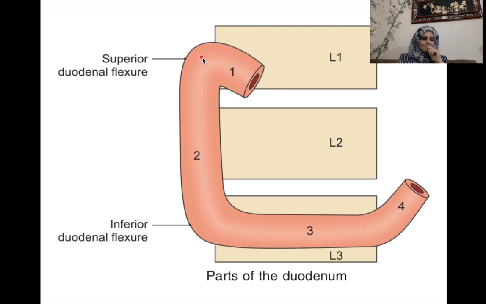ends at the superior duodenal flexure, where the second part of the duodenum begins, from the superior duodenal flexure to the inferior duodenal flexure. This is the second part of the duodenum at the level of L2 to L3. Then I have the third part of the duodenum, which is at the lower border of L3. Then the fourth part of the duodenum will return back to the level of L2. Okay, so it starts L1, L2, L3, returning back to L2. This is the vertebral level of the duodenum.